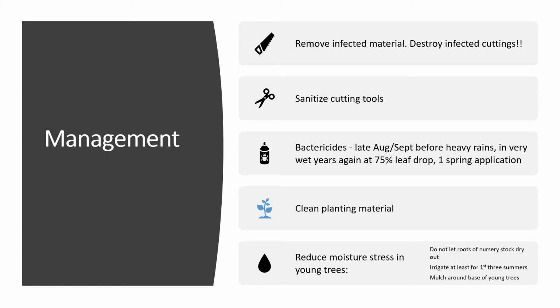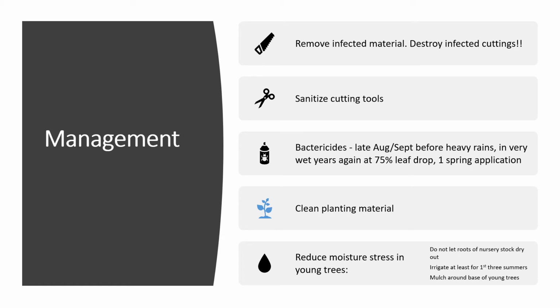But then the next thing is reduction of moisture stress. As we mentioned earlier, we tend to see most mortality from bacterial blight in young trees, and that is often when they are stressed, particularly because they have had insufficient moisture during those early years. So it's really important to not let roots of nursery stock dry out and to be irrigating them for at least the first 3 summers of an orchard's life.